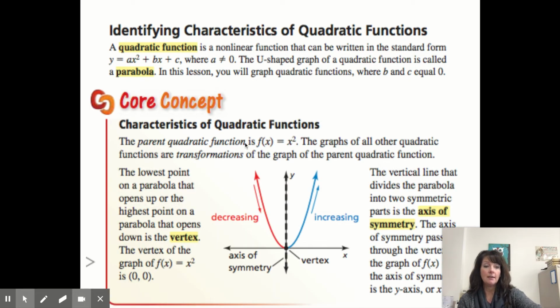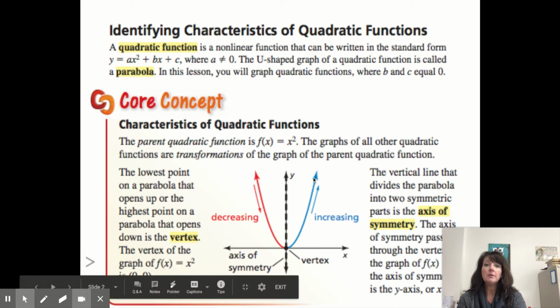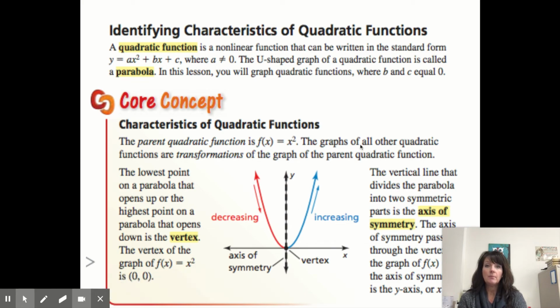So here's the first of the characteristics, and it's a lot. Hopefully you'll remember we're going to be comparing things to parent functions. In this case, the parent quadratic function is f of x is equal to x squared, and that's modeled by this U-shaped parabola right here. There's a couple different things with this. It says the graphs of all other quadratic functions are transformations of this graph.